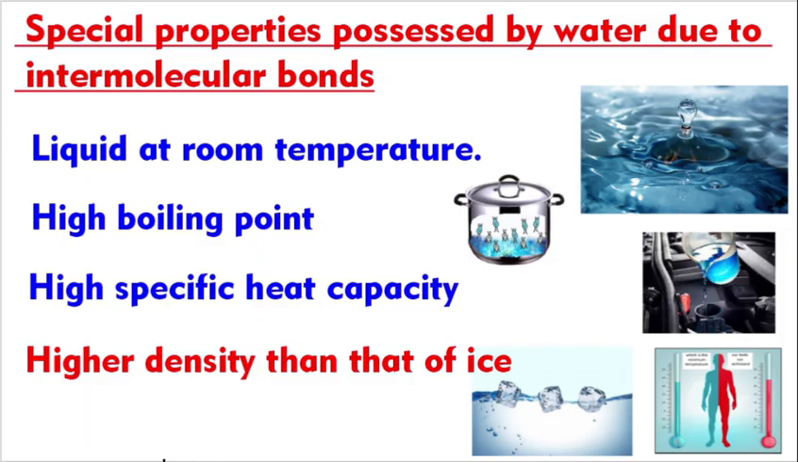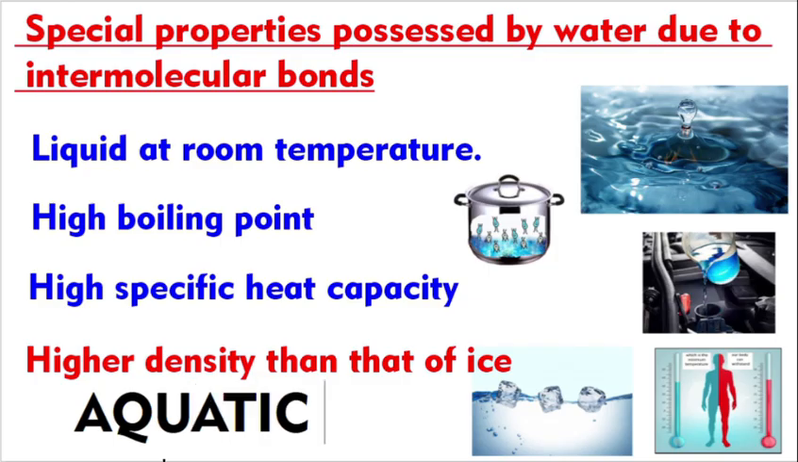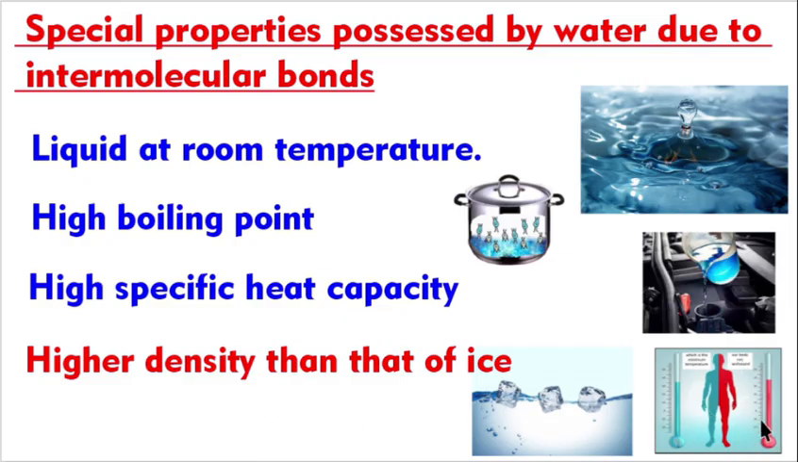That is important for the aquatic organisms. Still they can survive under very less temperature. And also it's important, the water is important to maintain our body temperature also, right? So these are the main features of special properties of water due to the presence of intermolecular bonds. Liquid at room temperature, they have high boiling point, high specific heat capacity, and ice floats on water. Right.